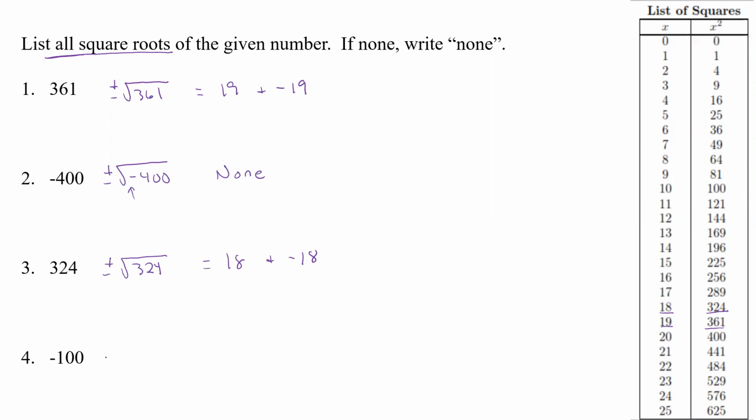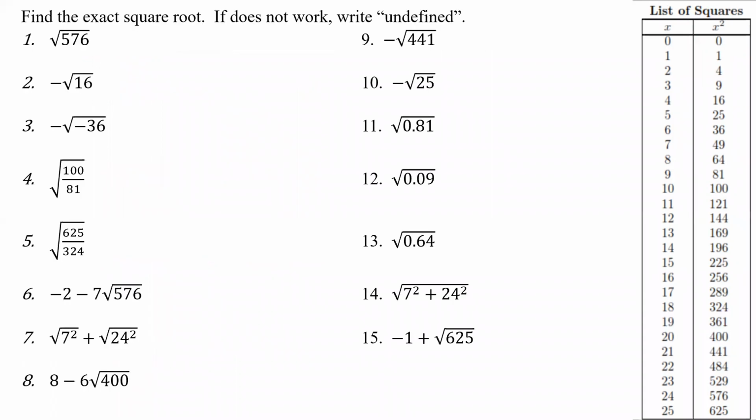Now on the next one again, we're going to have plus or minus the square root of negative 100. Again, that's going to be an imaginary number, which we can't do in this class. And so we would just write none. Okay. And again, sometimes they're going to ask you to write none. Sometimes they're going to ask you to write undefined or no solution. You just have to kind of go with the flow, and whatever they ask you to do is what you're going to put for the answer.